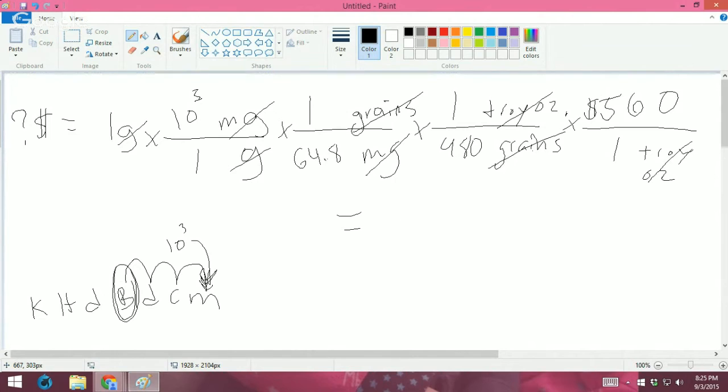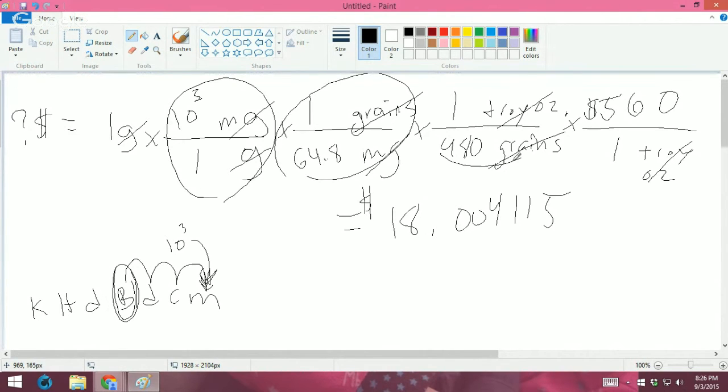Okay, my calculator spit out 18.004115. Now, we've got to think about what we have going on here. The units are going to be money, or dollars is what I'm looking for. This conversion factor right here is infinite sig figs, and infinite sig figs, and infinite sig figs. Money can also be infinite sig figs if you have a counting unit. So really, I've got infinite sig figs there too.